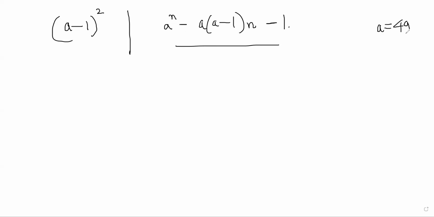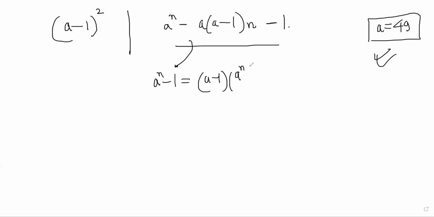So a equal to 49 will give us the question that we have already done just now, right? The proof of this is simple. You just have to write the factorization of a power n minus 1 as (a minus 1) times (a power n minus 1 plus a power n minus 2, and so on till 1), and then take a minus 1 common and simplify. You should be able to get an a minus 1 factor even from there.